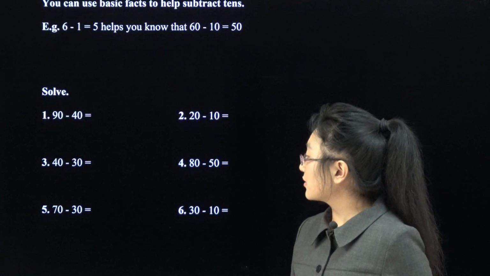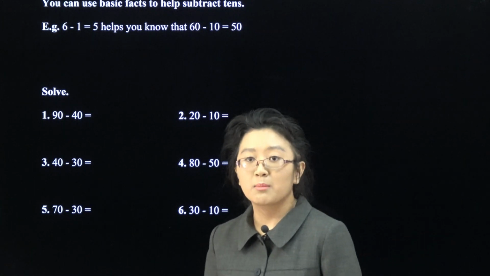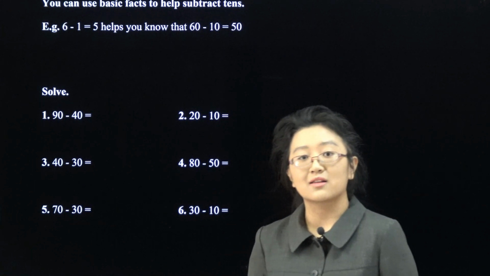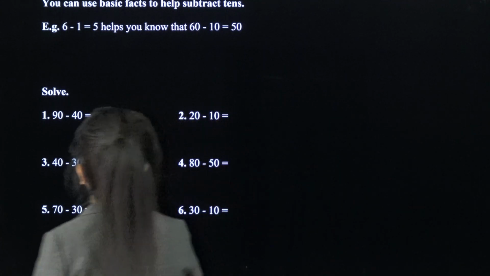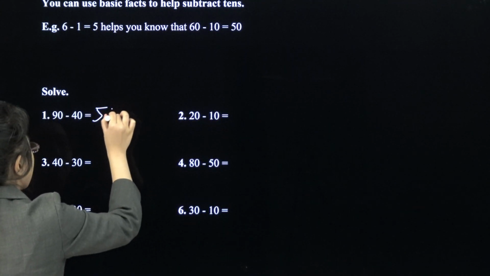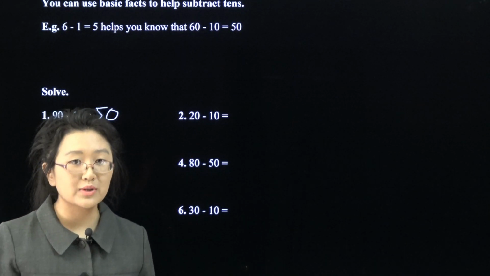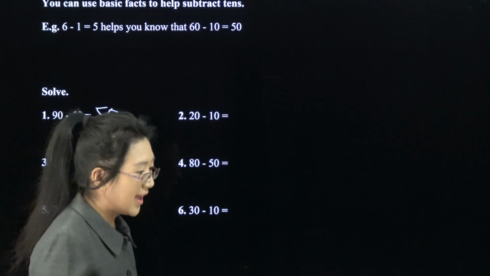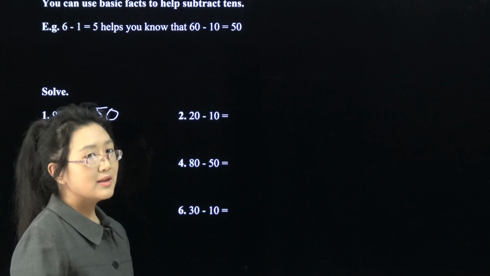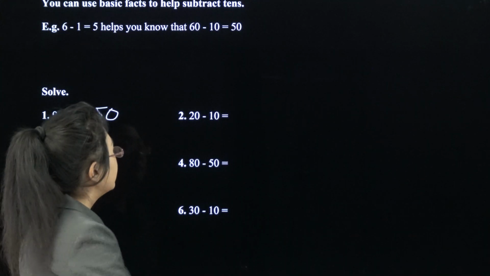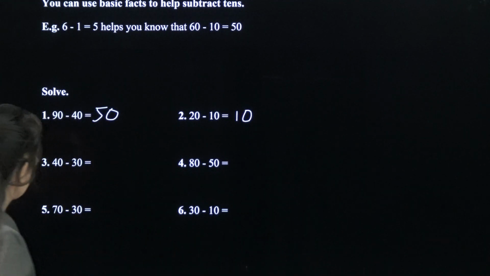Now let's do some practice problems. 90 minus 40. That's 9 tens minus 4 tens. So 9 minus 4 is equal to 5. So that's 5 tens, which is 50. 20 minus 10, 2 tens minus 1 ten is equal to 2 minus 1, and that's 1 ten. So that 1 ten is just 10.